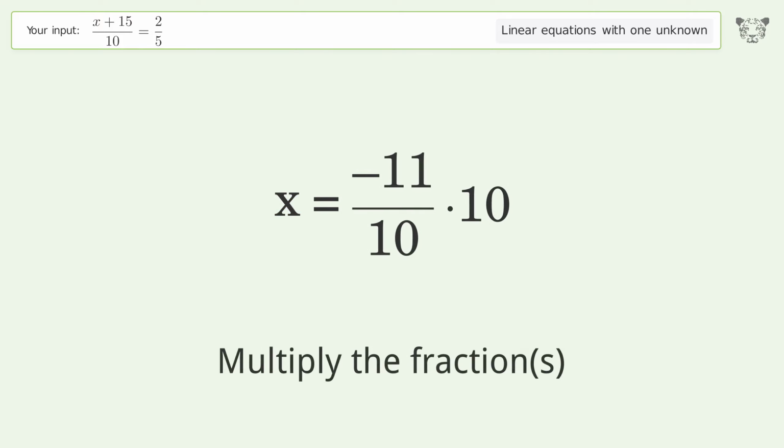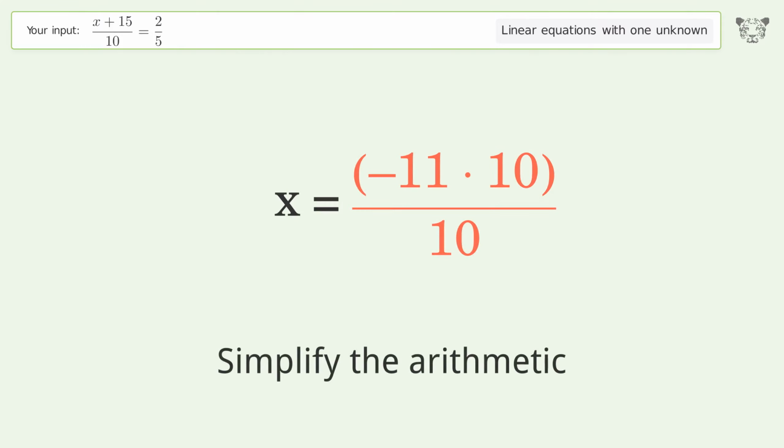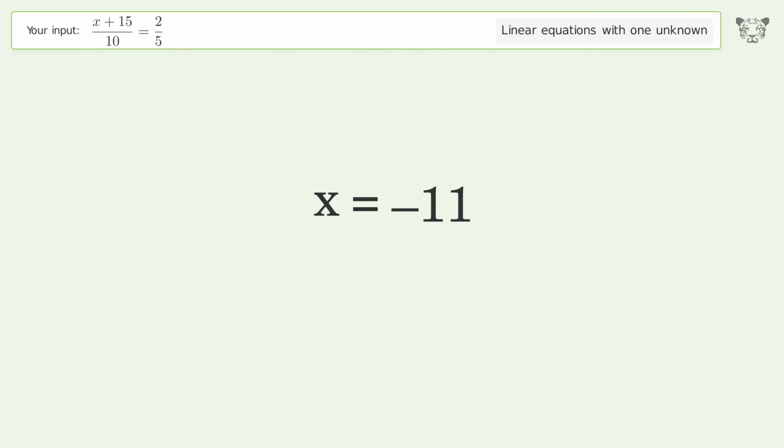Multiply the fractions. Simplify the arithmetic. And so the final result is x equals -11.